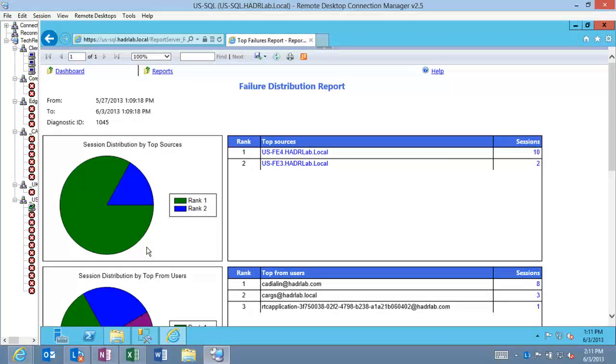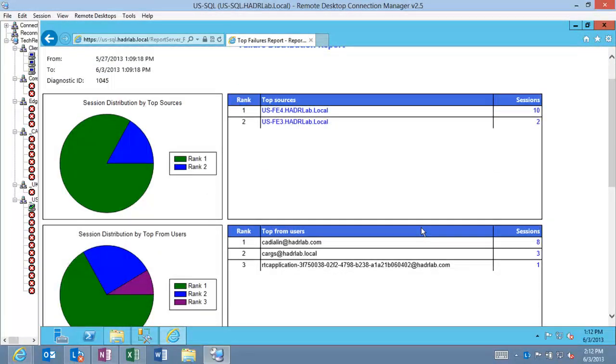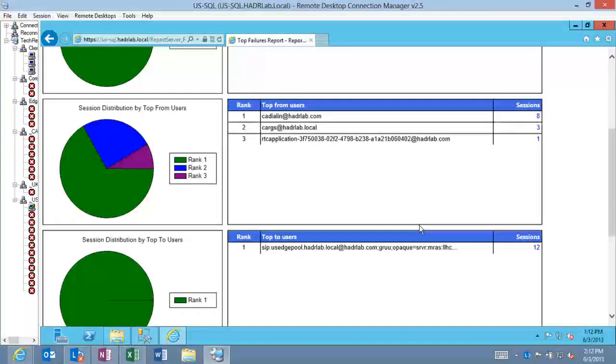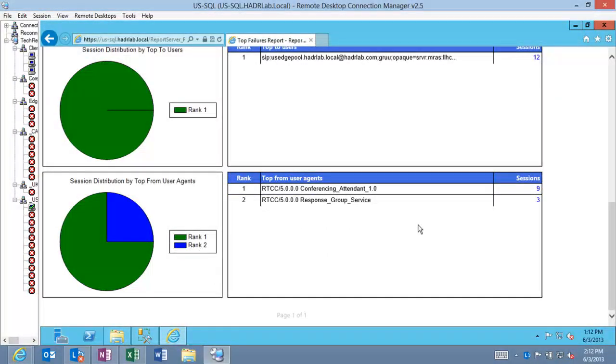Why can't it talk to that server? Is that server down? Is there a misconfiguration? Are they not talking to the right servers? Are there no firewall rules? It allows me to go through there, click on that, and find out again what those sources were. Who are the users that were experiencing that, and where might I want to troubleshoot that? So again, this is a very proactive way of being able to go in and look at this data.